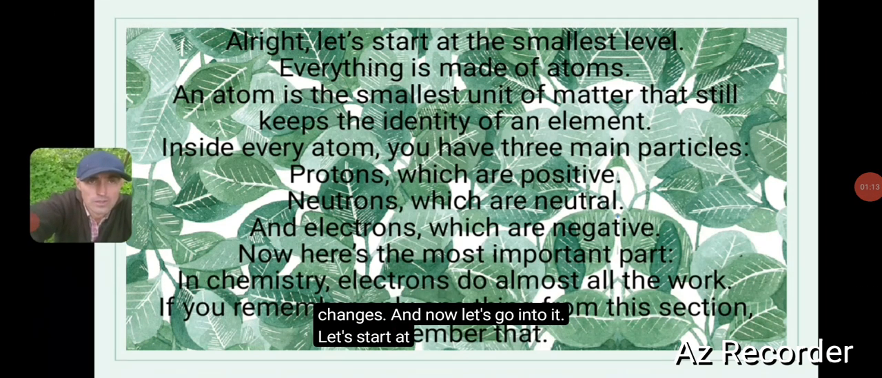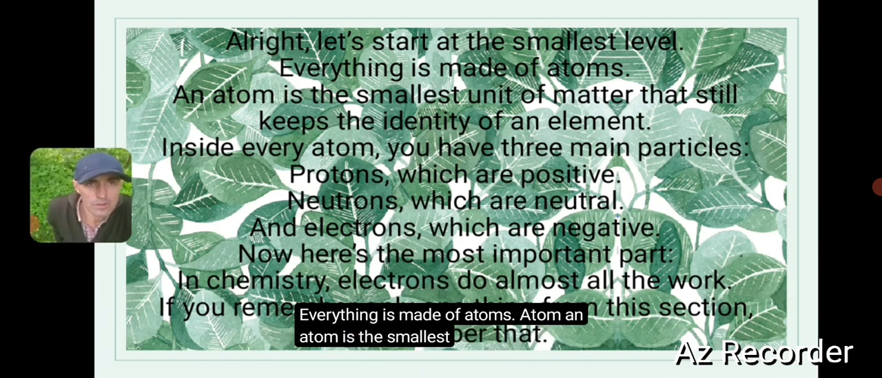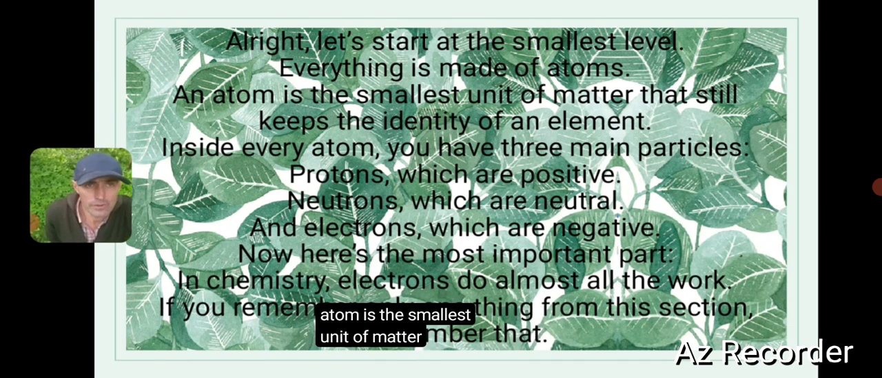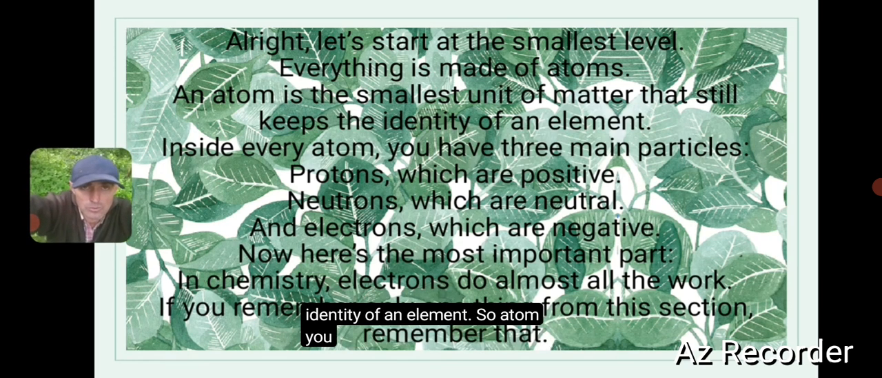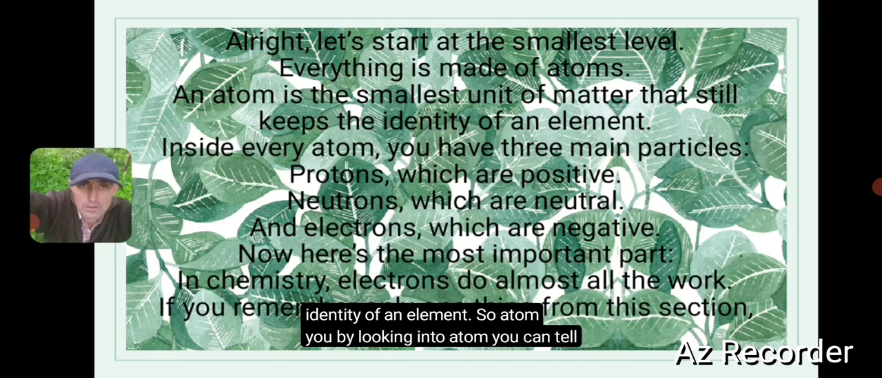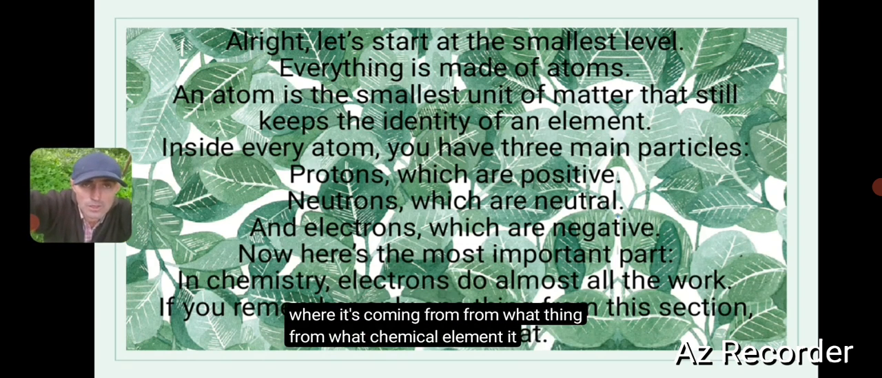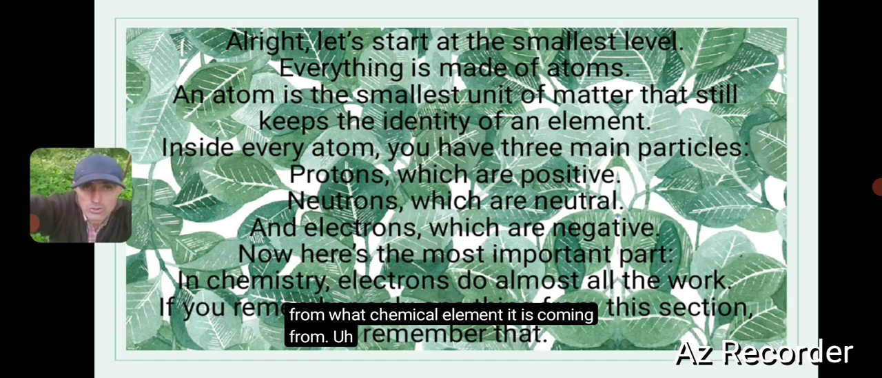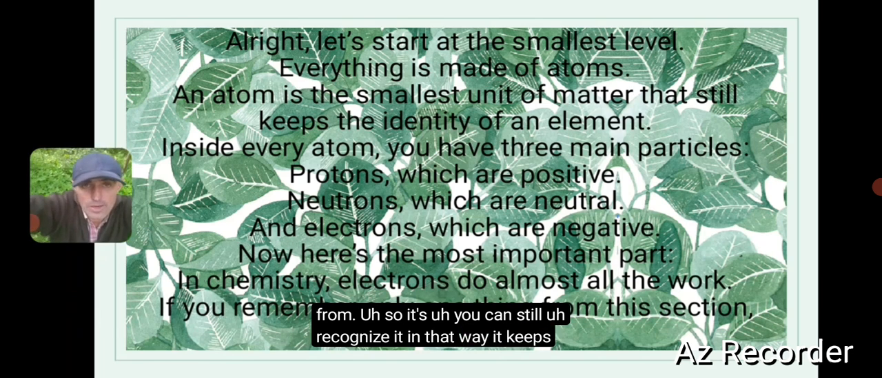Let's start at the smallest level. Everything is made of atoms. An atom is the smallest unit of matter that still keeps the identity of an element. By looking into an atom, you can tell what chemical element it is coming from. You can still recognize it in that way. It keeps its identity.